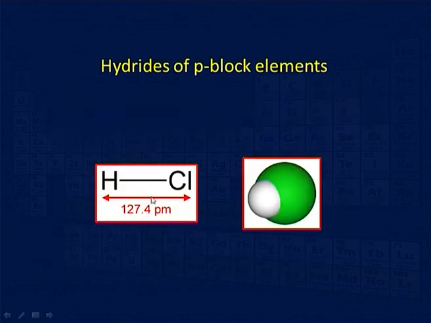This is the bond distance between hydrogen and chlorine. It is 127.4 picometer, and it is the structure of the hydrogen and the chlorine. On a physical level, HCl gas is a yellow green gas and HCl acid is a clear solution.